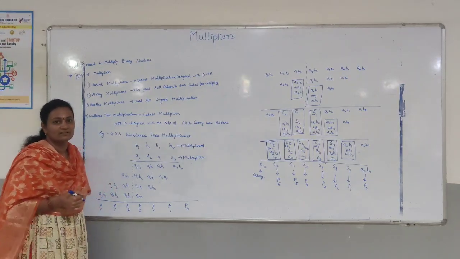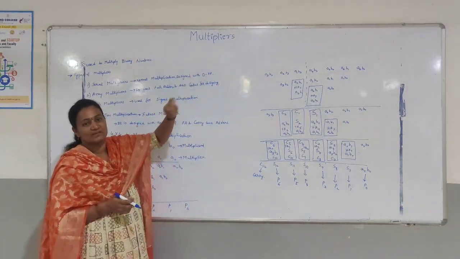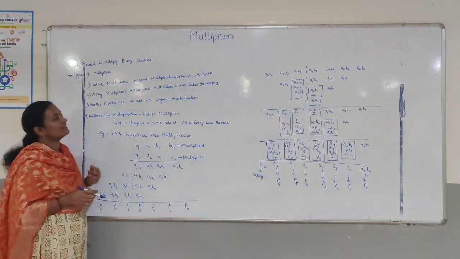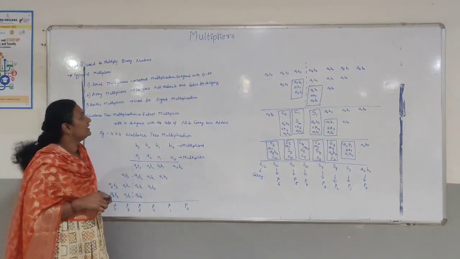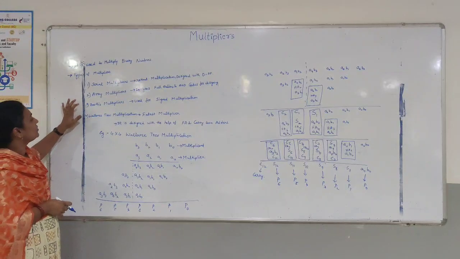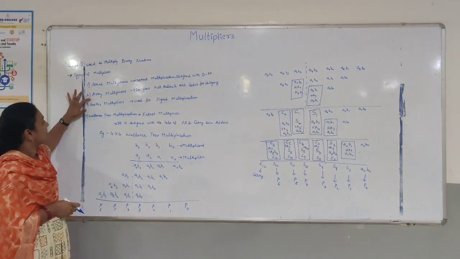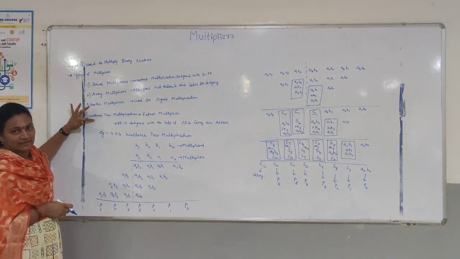Good morning all. Today we are going to discuss multipliers. It is one of the topics in VLSI design. A multiplier is mainly used for the multiplication of binary numbers, and in this syllabus we have different types of multipliers: serial multiplier, array multiplier, Booth's multiplier, and balanced multiplication.